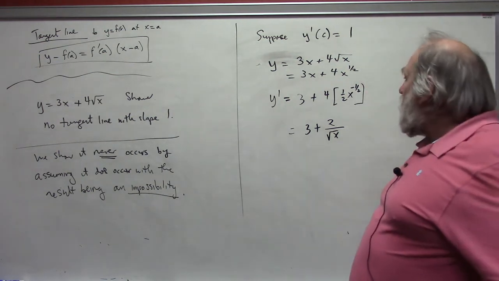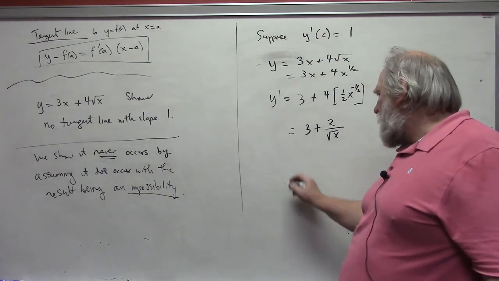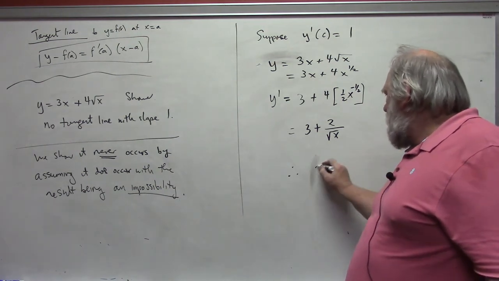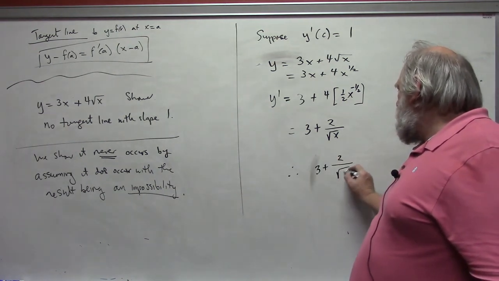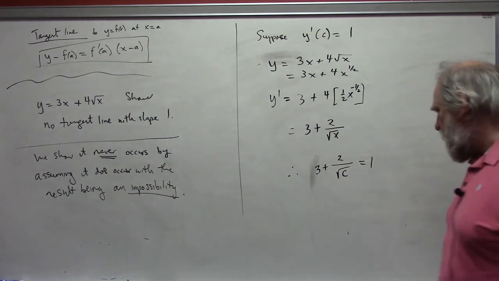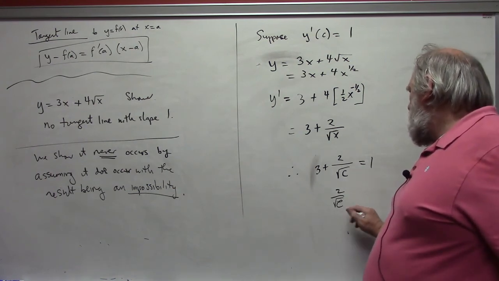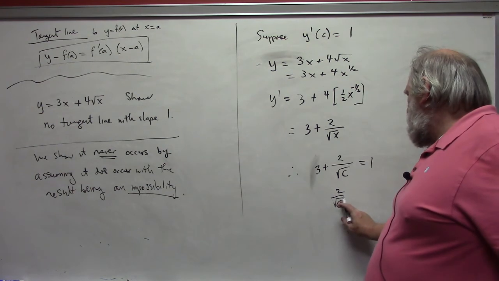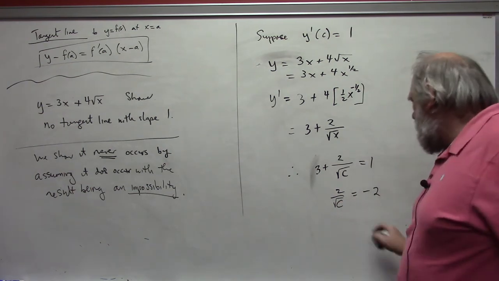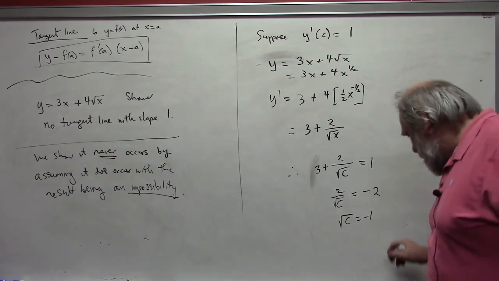This is my basic derivative. Now I assumed that the derivative at some value c was 1, and so therefore 3 plus 2 over the square root of c would have to equal 1. Let's see what this would leave us. This would mean that 2 over the square root of c would have to equal negative 2, or the square root of c is equal to negative 1, which you should recognize is impossible.